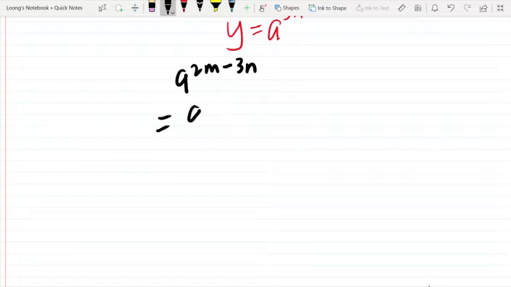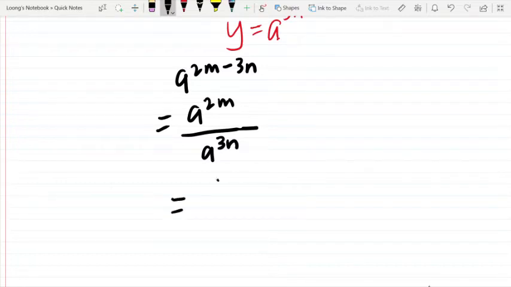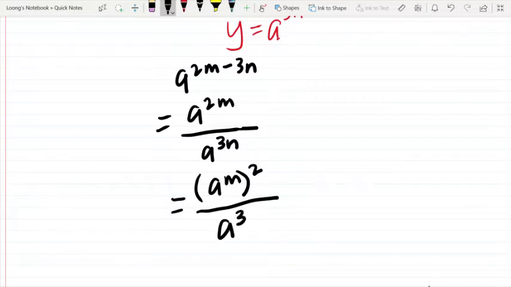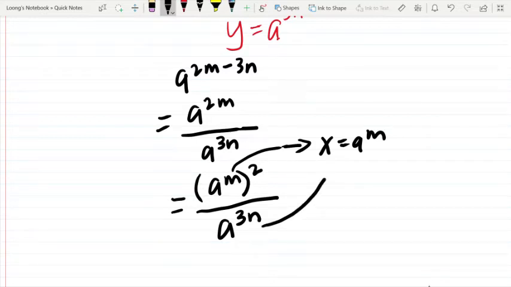And a^(2m-3n) is actually a^(2m) over a^(3n). And this a^(2m) can be factorized, so we move it out toward the bracket and put the 2 at the outside. And a^(3n), we write it like that. And now we can clearly see our answer, as earlier we declared that x is actually equal to a^m by changing the form of log to indices form, and y is actually equal to a^(3n).